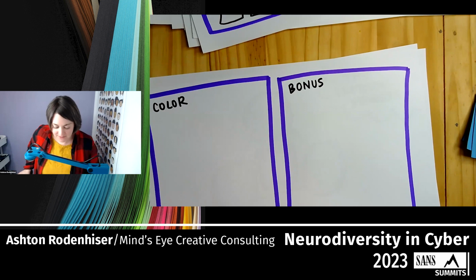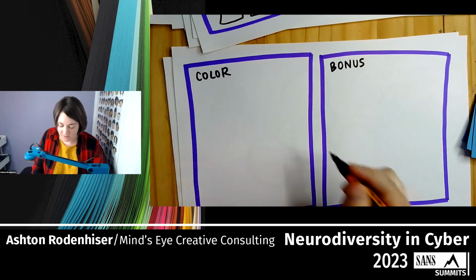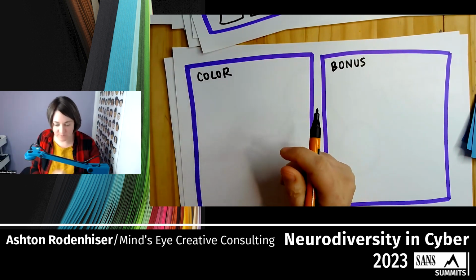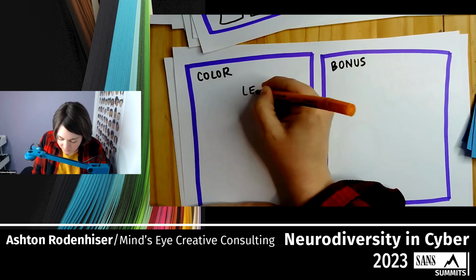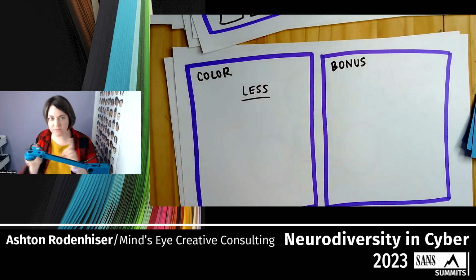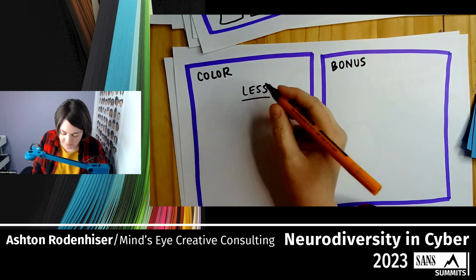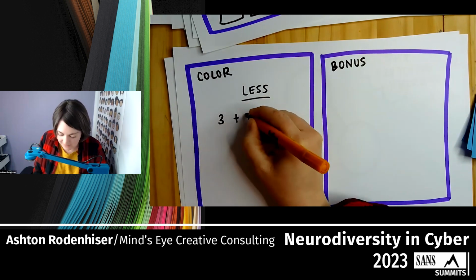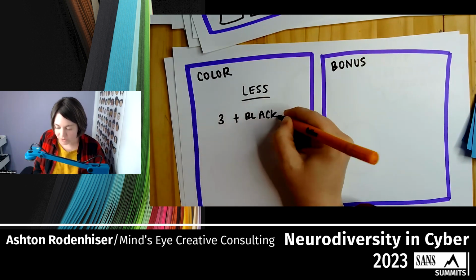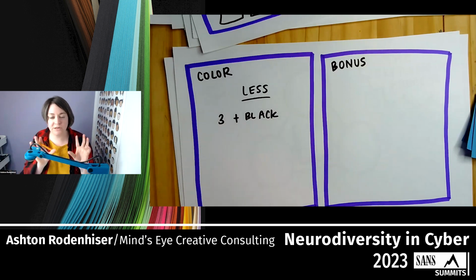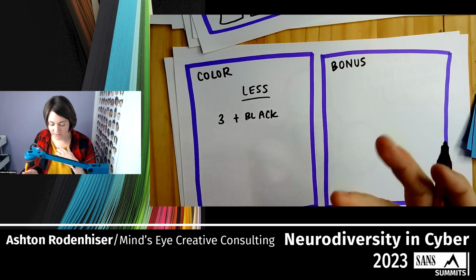Okay, so color. All right, I'm going to keep this super simple. Ideally, less is more. My general rule of thumb is 3 colors plus a black or a dark color. You want to use your dark colors for your lettering and your writing, and your light colors for highlighting. Try to avoid using yellows or oranges in your lettering because it's harder to read later.